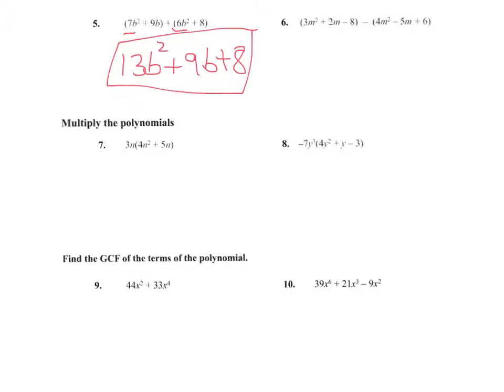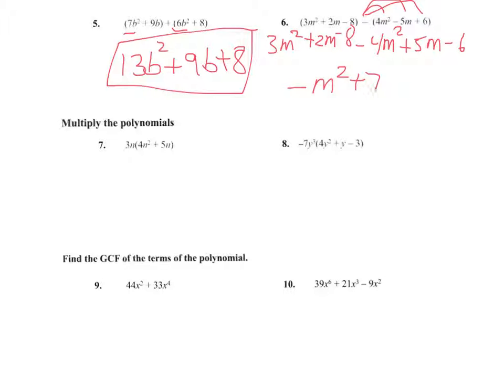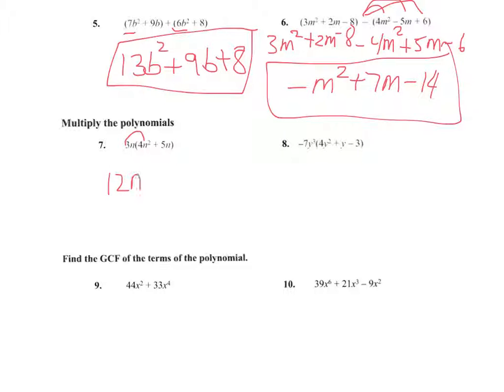For this one, we are distributing the negative. That's the key to that problem. So we'll get negative 4m to the second plus 5m minus 6. If I bring down my other terms, now I'm able to combine like terms, so I'll get negative m to the second plus 7m minus 14 for my final answer.